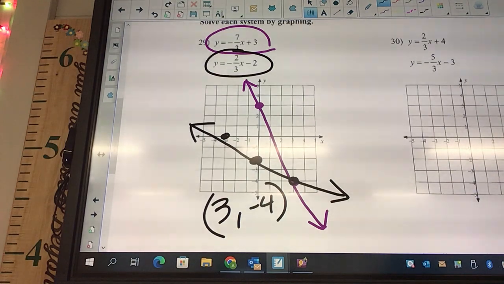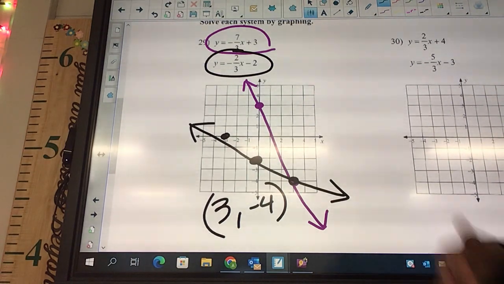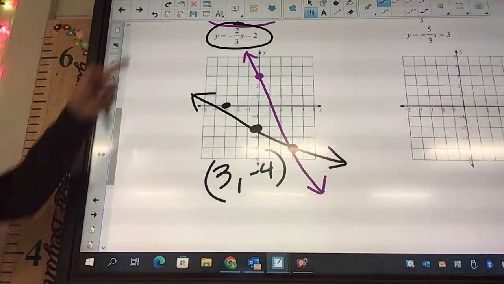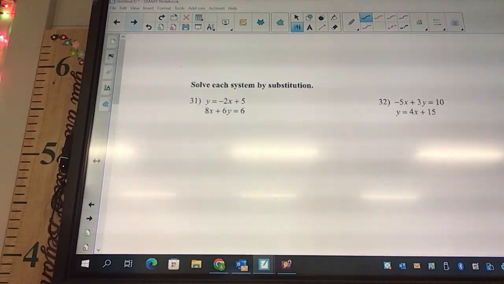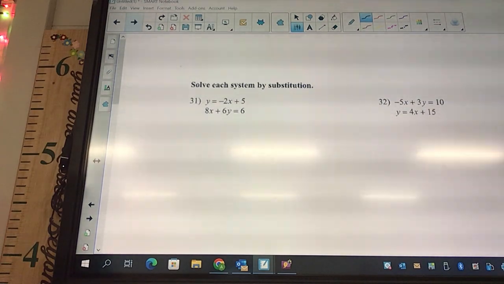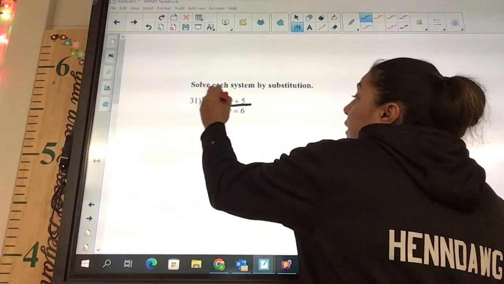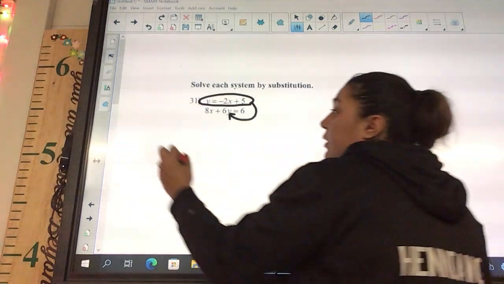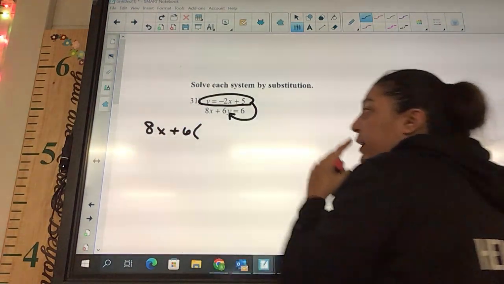Okay, the last two are substitution and elimination. Okay, again, if you wanted to guess because you don't want to do all the work or you don't know how to do the work, guess. Okay, so what's our first thing we need to do? Does anybody remember? Which one am I going to circle? The first one, the one that says y equals, and we're going to plug it in down here into the other equation. So it's going to look like 8x plus 6, and instead of y, what am I writing?